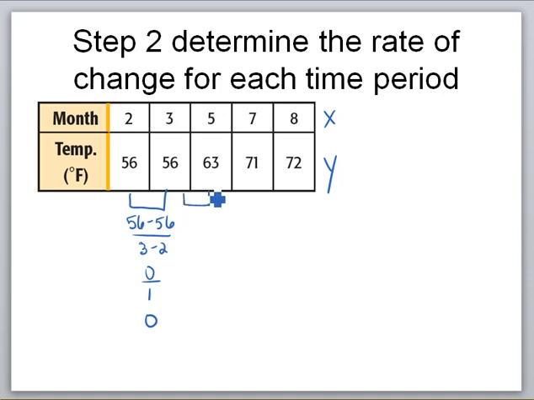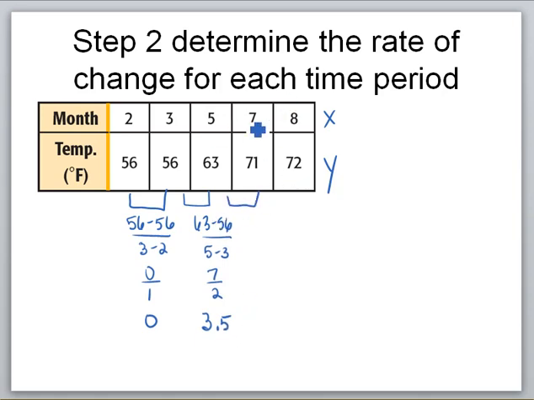The rate of change from months 3 to 5 would be 63 minus 56. That's the change in the y over the change in the x, 5 minus 3. Notice I'm starting and going right to left and then right to left. When I subtract these, I get 7. And when I subtract the bottom, I get 2. So the change would be 3.5 or 7/2.